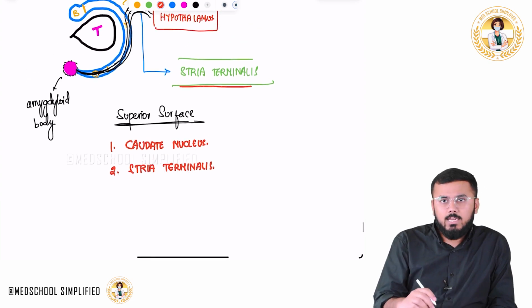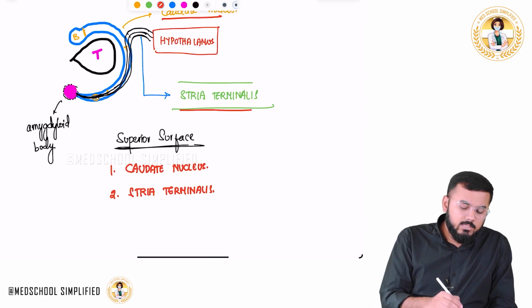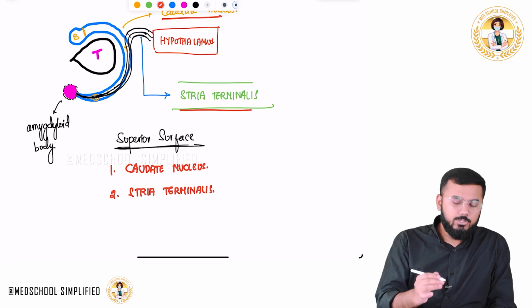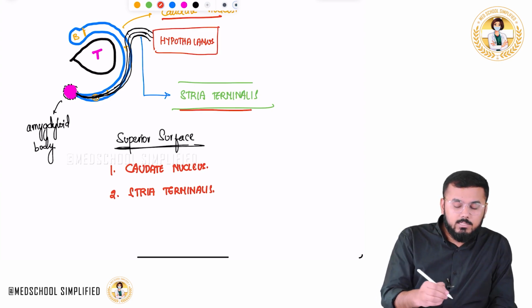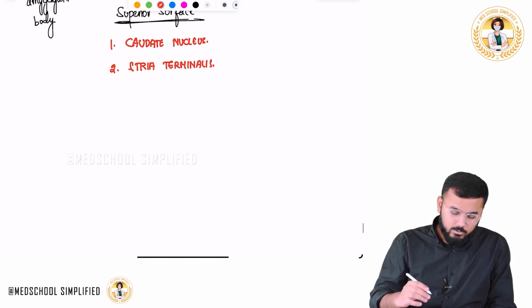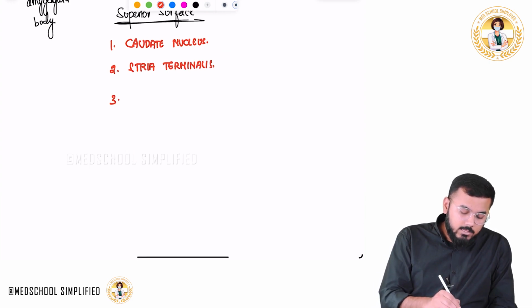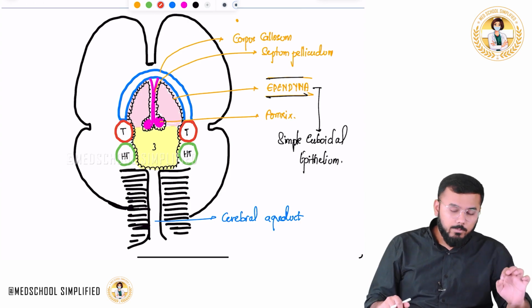By looking at this picture, you might feel stria terminalis might not form the roof, right? In this picture they are present side to side, but in the actual picture you would see that stria terminalis is crossing over the roof of the thalamus. Next, after that, the third important thing. What is the third important thing?